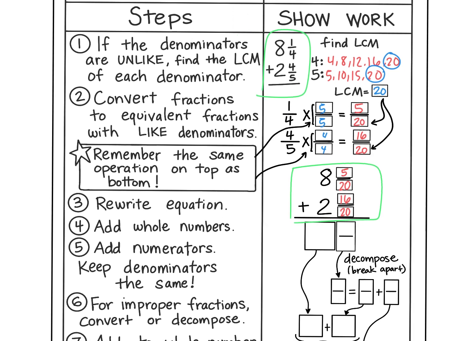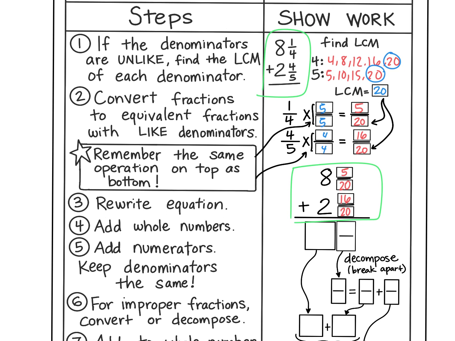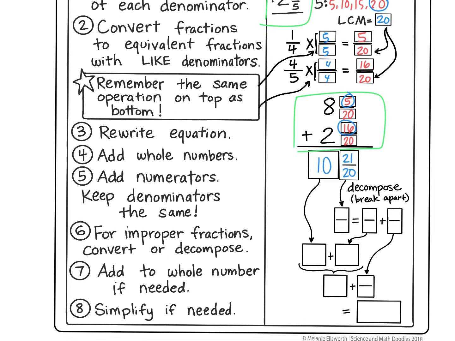All right, so now that I've rewritten my equation, I'm going to add my whole numbers together. So I have 8 plus 2, which is 10. Now I'm going to add my numerators together. So 5 plus 16 equals 21. And then do I do anything with the denominator? Nope, it stays the same. Okay, but the problem that I have is that my fraction piece is improper. So now I've got to go to step 6.